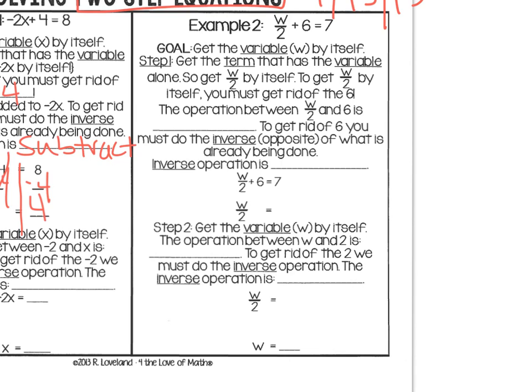So in order to get w over 2 by itself, we've got to get rid of that 6. We want to get rid of this plus 6 right here, and we want to get rid of it by doing the inverse operation of adding 6. The operation between w divided by 2 and 6 is addition. So we're adding, right? To get rid of the 6, you must do the inverse. Well, the inverse we've already talked about is going to be subtraction.